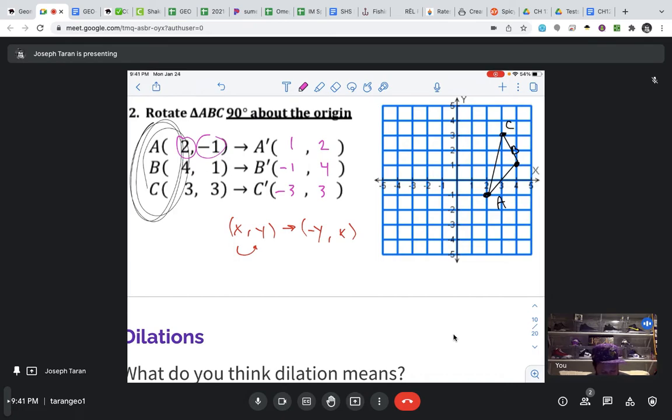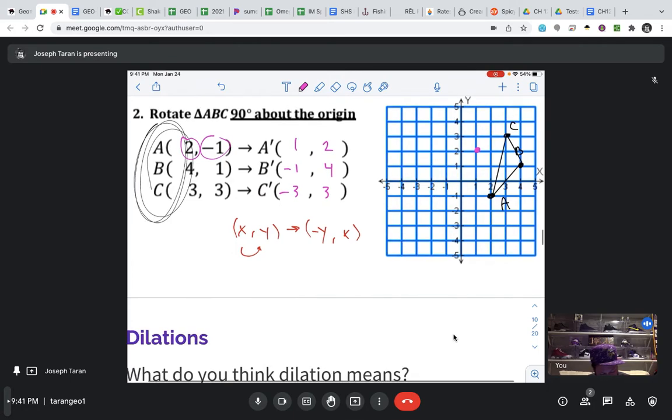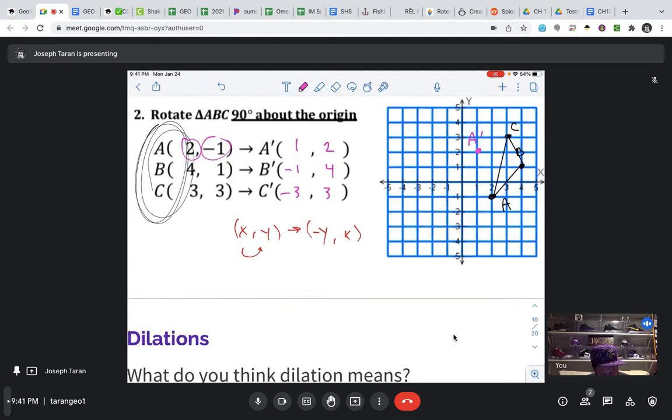So A prime is at 1, 2. So right there's A prime. B prime is at -1, 4. And C prime is at -3, 3. We'll connect our dots. That's it. And that looks pretty good. 90 degrees, right? So we've gone from here kind of to here.